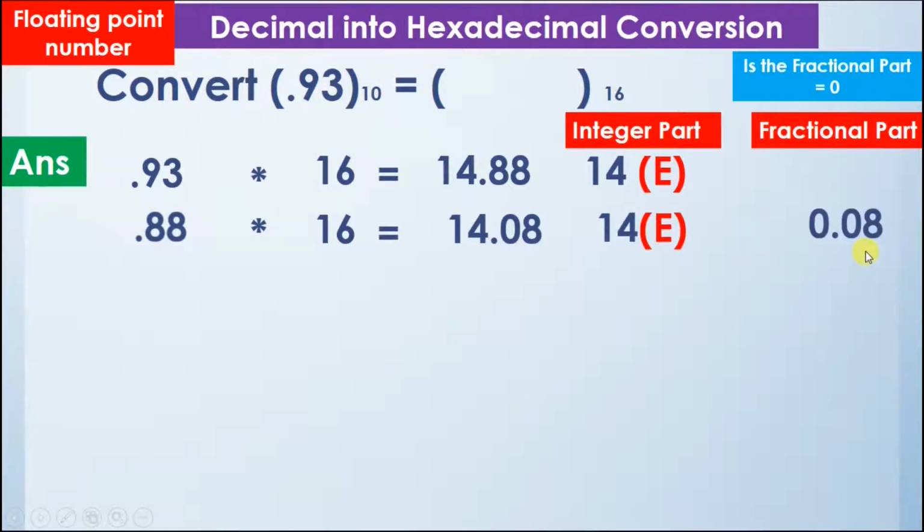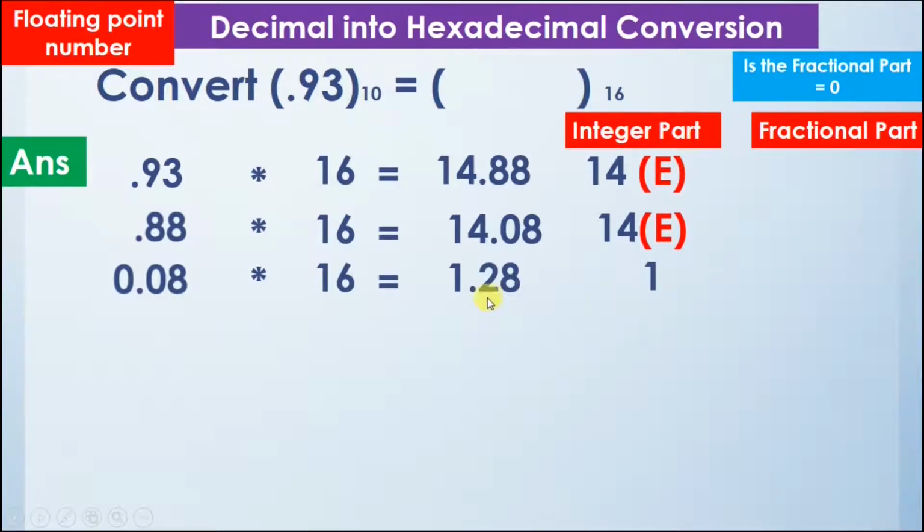So is the fractional part equal to 0? No, the fractional part is not equal to 0. So again we will take the fractional part and multiply it by 16 and we get the answer 1.28. So now the integer part is 1, so we write 1 here, and the fractional part is 0.28. So we write 0.28 here.